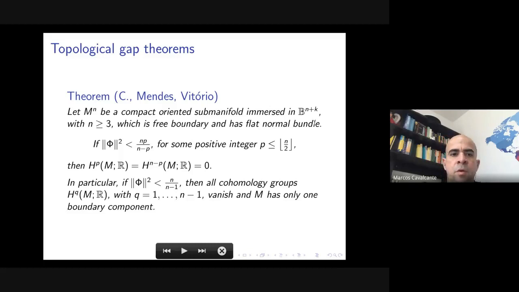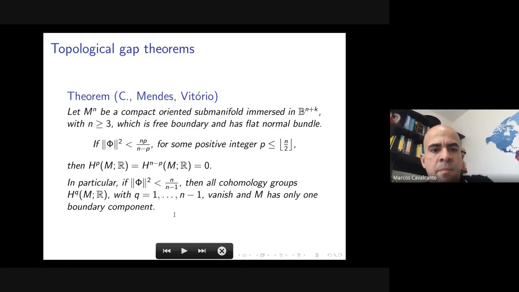So we prove that if the norm of the traceless second fundamental form squared is less than this number, n minus p, for some positive integer p less than or equal to the integer part of n over 2, then the cohomology groups of M with real coefficients are trivial. Okay, so in some sense, it's a kind of generalization of the theorem I mentioned, the theorem of Lawson and Simons. In particular, if we get p equals 2, the lowest number here, then all cohomology groups vanish, and M has only one boundary component. I tried to explain this theorem.